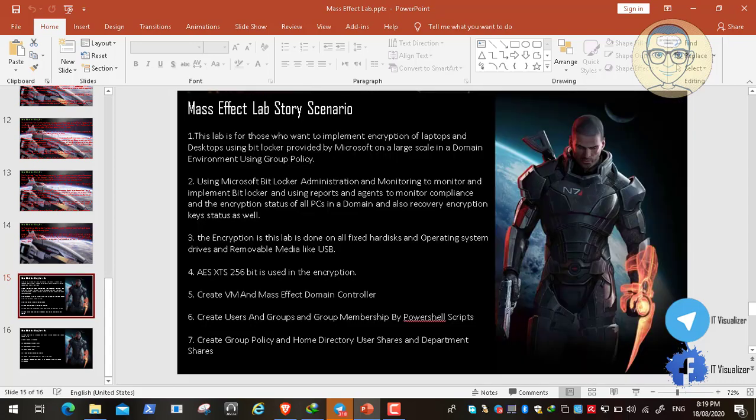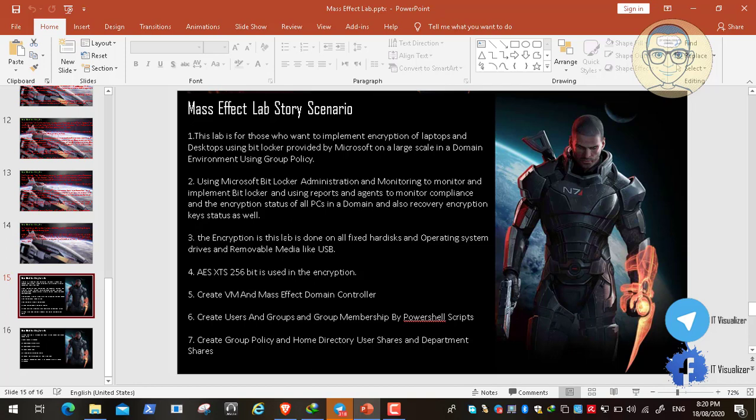This lab is for those who want to implement encryption of laptops and desktops using BitLocker provided by Microsoft on a large scale in a domain environment using group policy. We use Microsoft BitLocker Administration and Monitoring to monitor and implement BitLocker, and using reports and agents to monitor compliance and the encryption status of all of the PCs in the domain, and also recovery encryption keys as well.